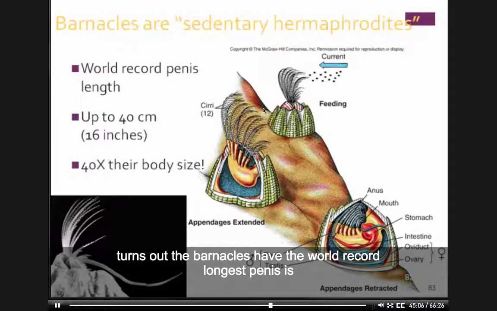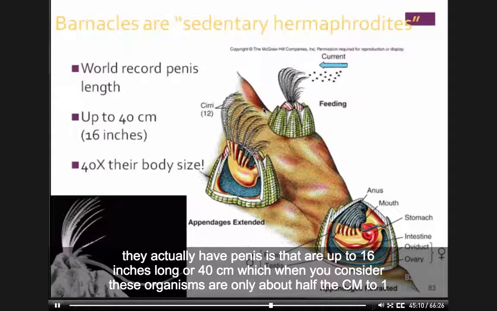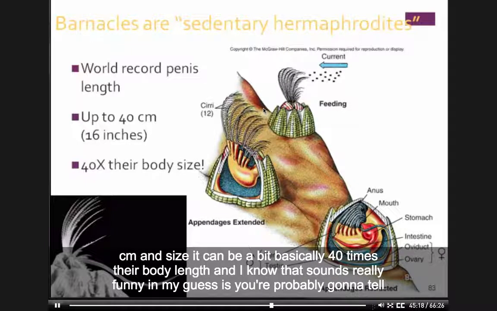Turns out that barnacles have the world record longest penises. They actually have penises that are up to 16 inches long or 40 centimeters, which, when you consider these organisms are only about half a centimeter to 1 centimeter in size, it can be basically 40 times their body length.